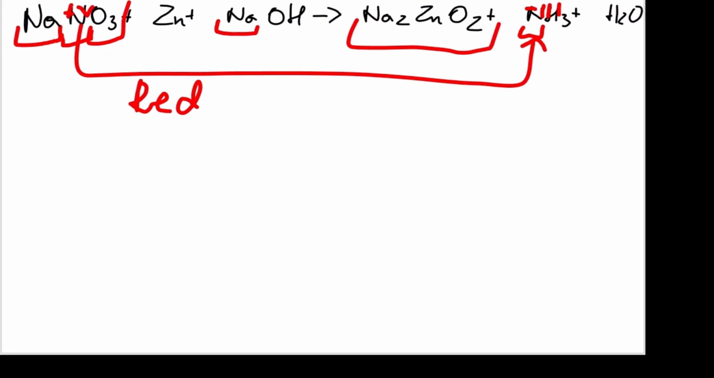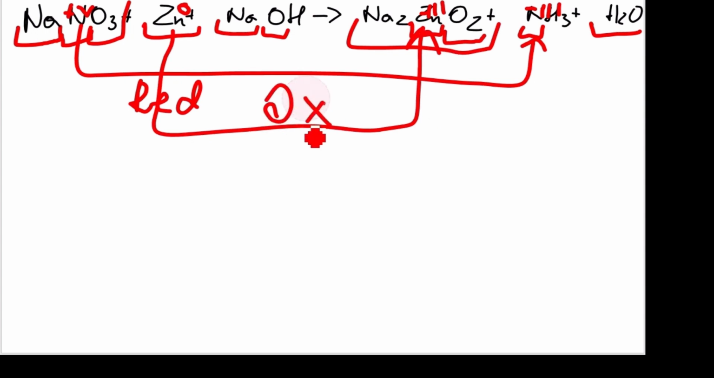Oxygen: here the oxidation state in nitrate anion is equal to -2. Here in hydroxide also -2. In zincate also -2. And in the water particle also -2. Okay. Zinc. Here we have metallic zinc with oxidation state equal to 0. Here in sodium zincate, the oxidation state of zinc is equal to +2. So this is a change of oxidation state. Zinc undergoes an oxidation reaction. The oxidation state is increased.